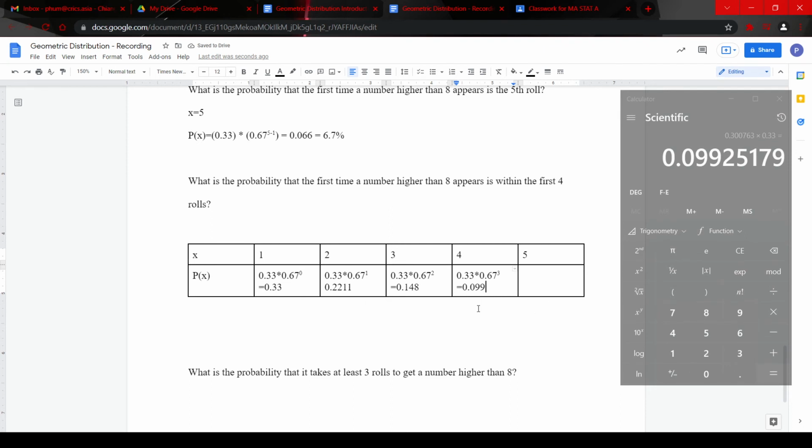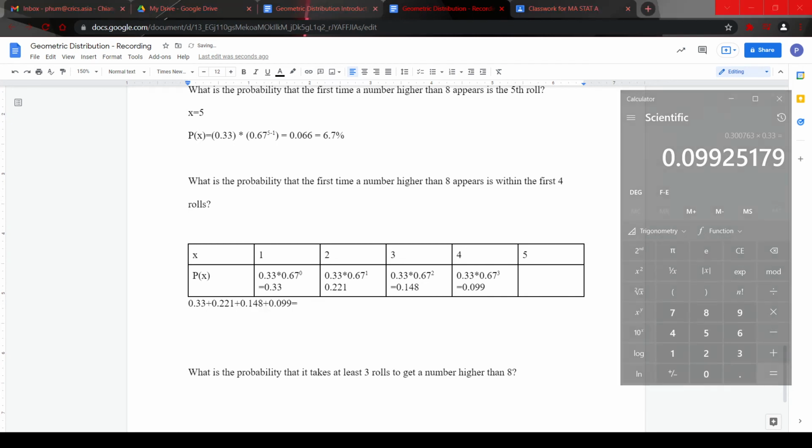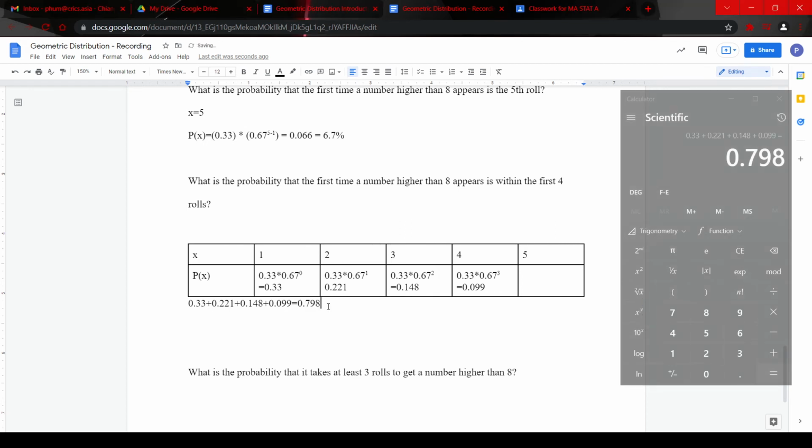So now we can add up all these probabilities. 0.33 plus 0.221, I'll just do 3 decimal places, plus 0.148 plus 0.099. This gives us 0.798. So the probability that a number higher than 8 will be in the first 4 rolls is about 79.8%.